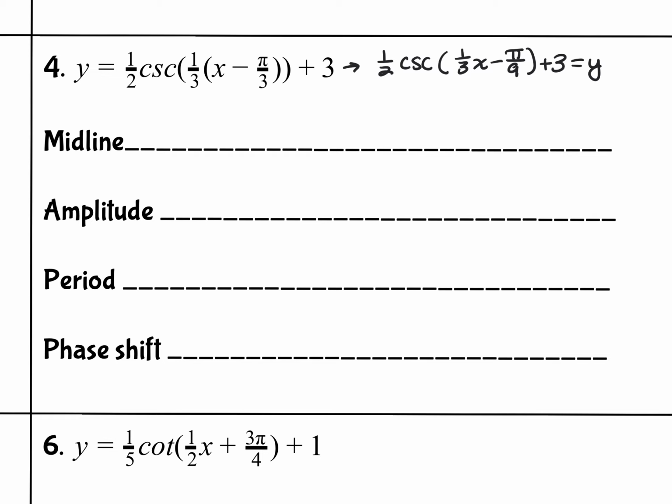Okay, so I'm going to label these just like I have been. A, B, H, and K. Starting with my midline, that's y equals 3. Amplitude, this is one where you could either answer none or you could answer with A. I would take either one. I'll say none again, but our vertical stretch is going to happen, and it's going to be 1/2.